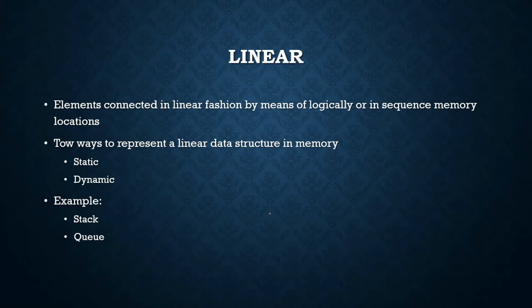In this part, we are going to learn about linear data structure. Elements are connected in a linear fashion by means of logical or in-sequence memory locations. There are two ways to represent a linear data structure: static and dynamic. Examples of linear data structures are stack and queue.